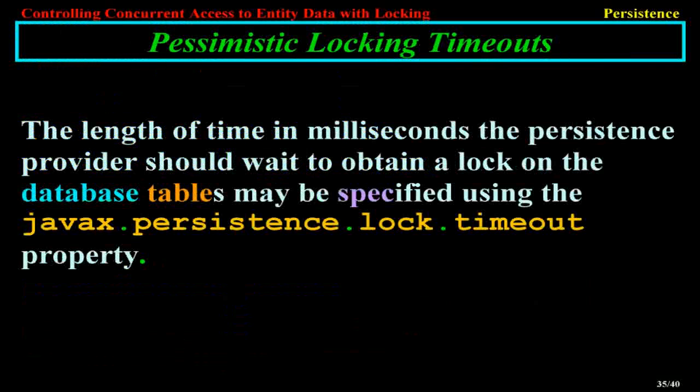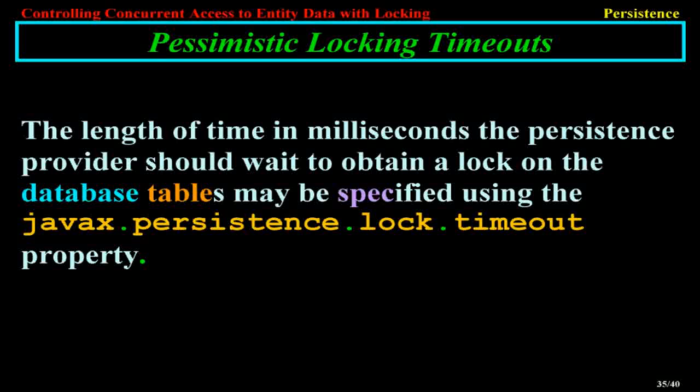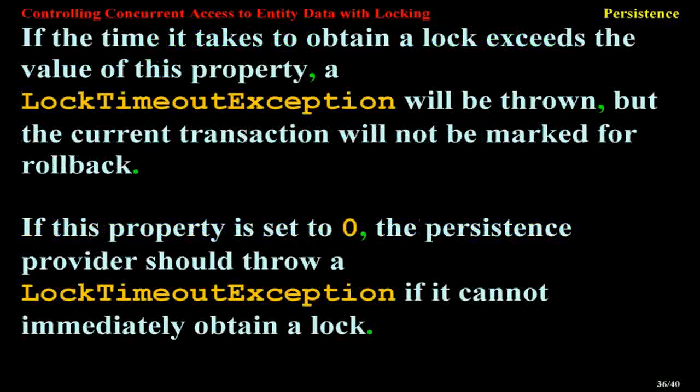Pessimistic locking timeouts. The length of time in milliseconds the persistence provider should wait to obtain a lock on the database tables may be specified using the javax.persistence.lock.timeout property. If the time it takes to obtain a lock exceeds the value of this property, a LockTimeoutException will be thrown, but the current transaction will not be marked for rollback. If this property is set to 0, the persistence provider should throw a LockTimeoutException if it cannot immediately obtain a lock.